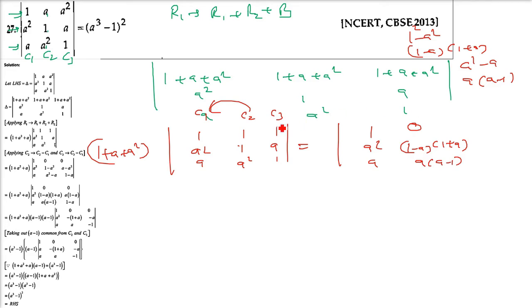Now coming to column 3. So 1 minus 1, a minus a square, 1 minus 1 is 0, and you get a minus a square. So you can take a common, it will be a into 1 minus a. What about 1 minus a square? So this 1 minus a, it will be not 1 minus a. Only a minus 1 is there. So if you take minus common from here, it will be again 1 minus a.